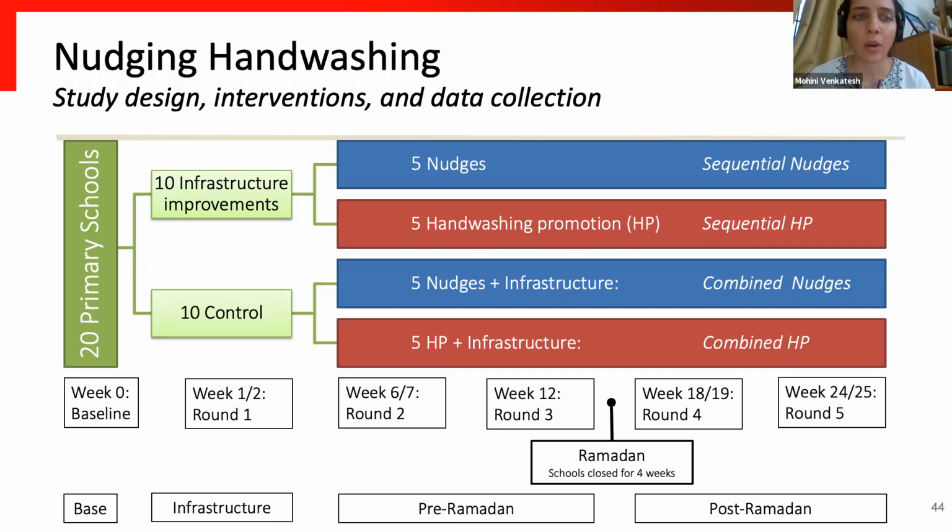And we collected data on these schools at different time points through the intervention over a 5-month period. So at baseline, when we first implemented the infrastructure improvements, 6 to 7 weeks after we had started the intervention, and then again at around 12 weeks, there was a period where schools were off due to the religious holiday of Ramadan. They were off for 4 weeks. And so after that break, again, we collected data when the interventions had been completed to look at sustainability of the behavior. Next slide.